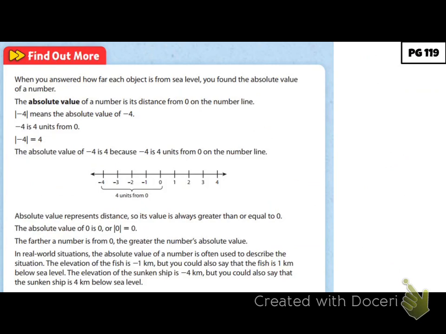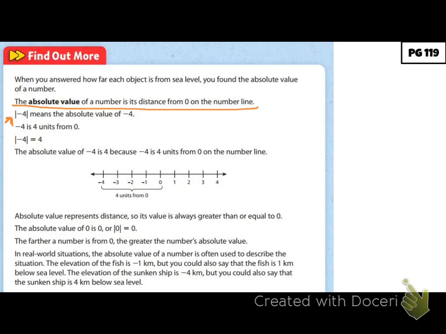Alright, so let's find out more. When you answered how far each object is from sea level, you found the absolute value of a number. The absolute value of a number is its distance from zero on the number line. So, when you see these two little lines outside of an integer, a positive or a negative number, that means the absolute value of -4. So -4 is 4 units from 0, so the absolute value of -4 is 4. The absolute value of -4 is 4 because -4 is 4 units from 0 on a number line.